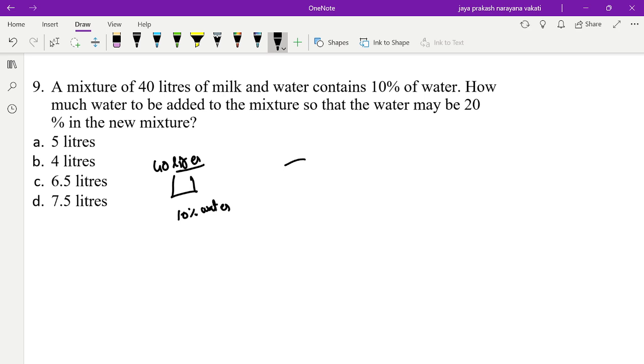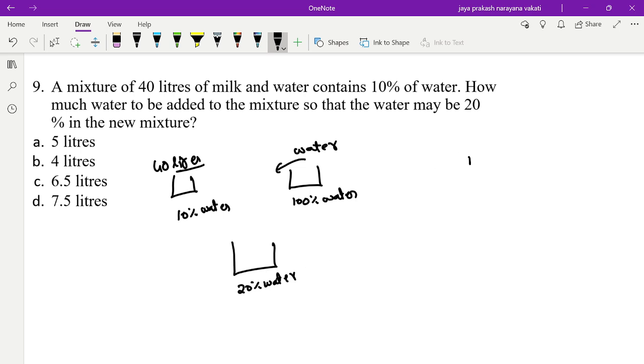And he's telling some pure water is mixing. He's mixing some pure water. His only water is mixing, right? There is no milk, or else I can say that 100% is water only. And by mixing, the resultant mixture should be of some quantity, and the resultant mixture should have 20% water. Correct? So again, I'm going to use my butterfly method here itself.